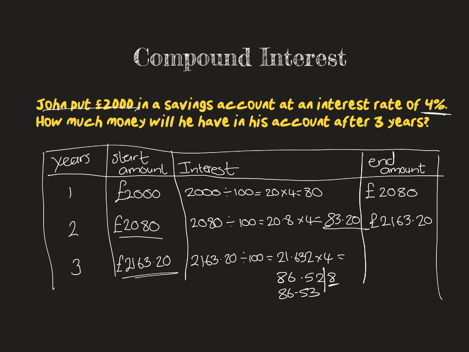So £2,163.20 plus our interest in year 3, which was 86.53. And the total now is £2,249.73. So by the end of the year, it says how much money will he have in his account after 3 years. So after 3 years, he will have gone from starting at £2,000, he's now up to £2,249.73.